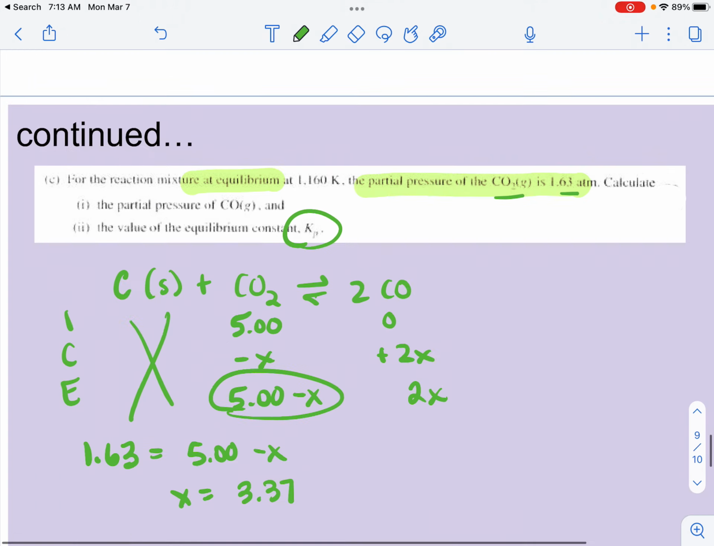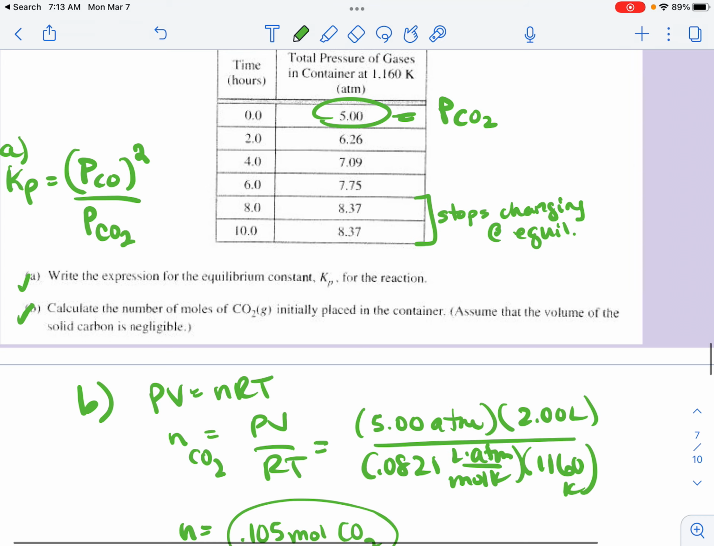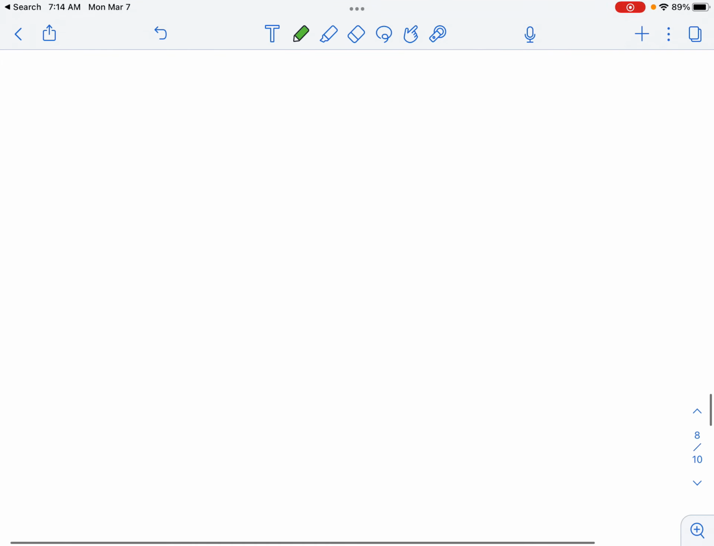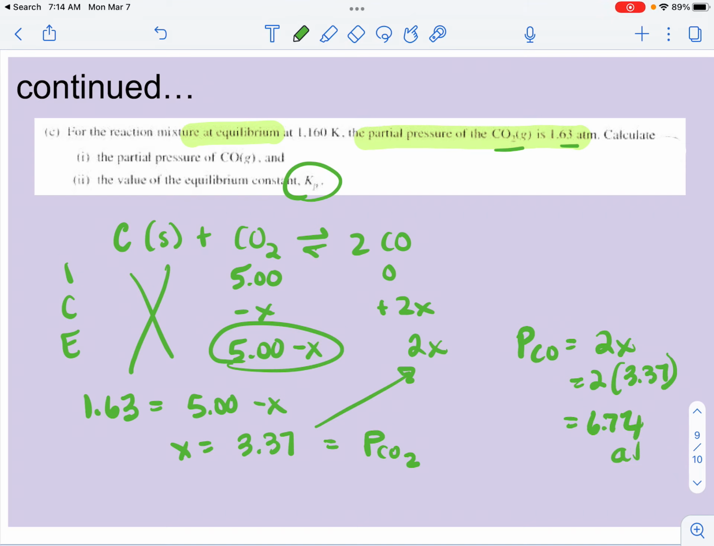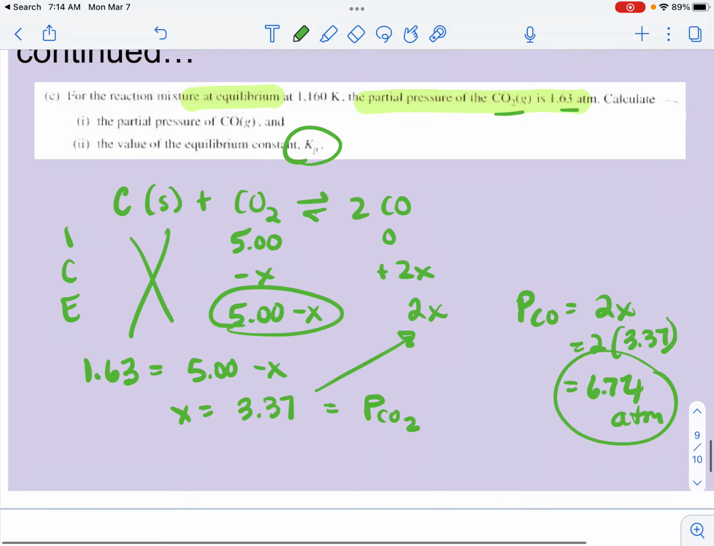There's another way. I could have taken the total pressure from here and set that equal to the total pressure, which would be 5 minus x plus 2x. But this is the faster way to do this. So once I know this, I can find the pressure of the CO, which is what they want, by substituting it in here. So the pressure of the CO equals 2x at equilibrium equals 2 times 3.37, which equals 6.74 atmospheres. Okay, so that's part I there.